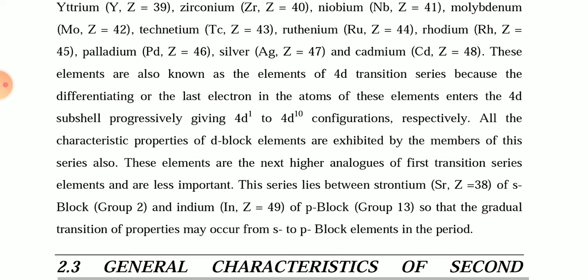So these elements show the characteristics of the first transition series elements, but they have less importance as compared to the first transition series. This series lies between strontium, which is 38 of the s block group 2, and indium, 49 of the p block, which is group 13. So a gradual transition of the property may occur from the s to p block elements in the periodic table.